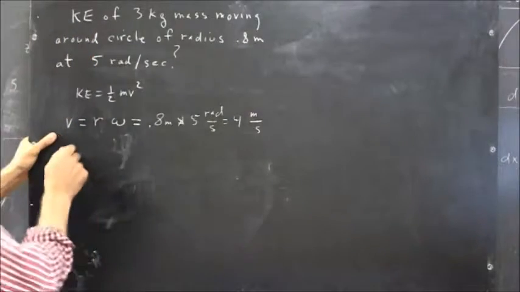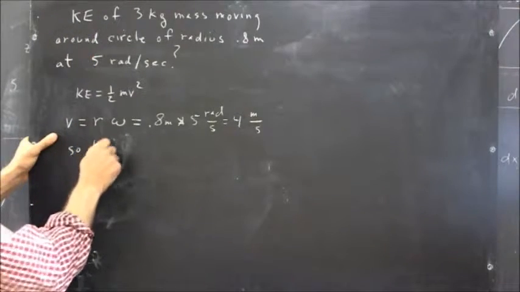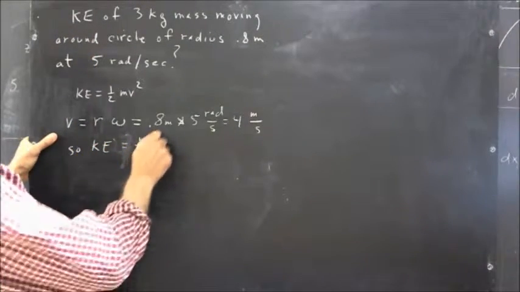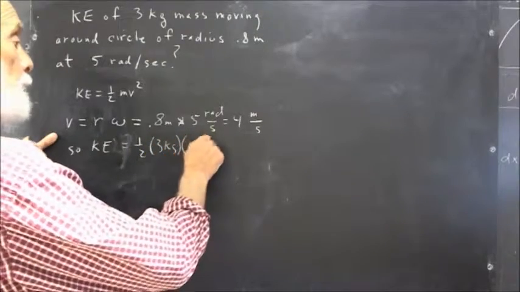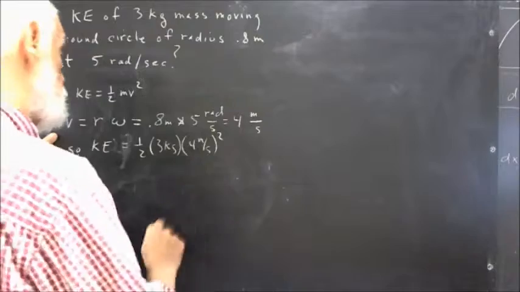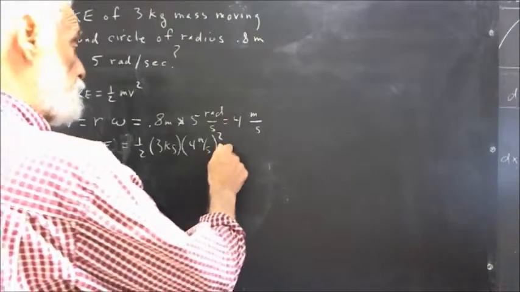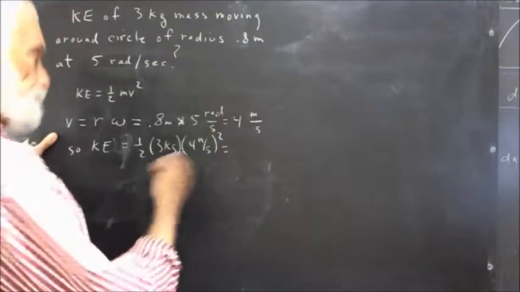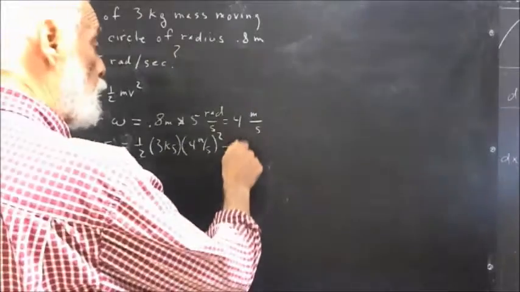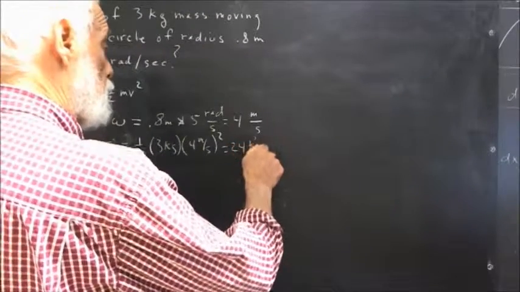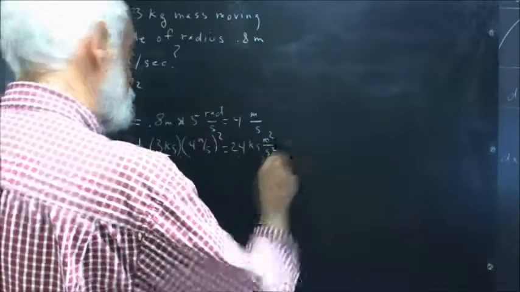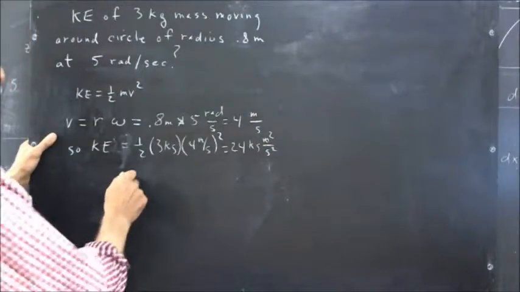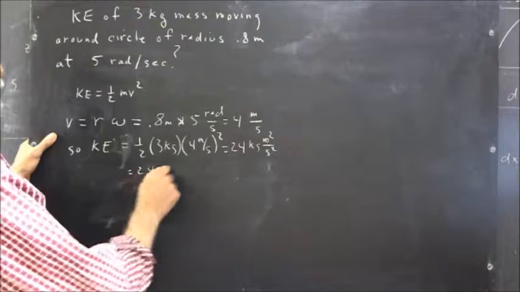meters per second. So the kinetic energy is 1/2 times 3 kilograms times 4 meters per second, quantity squared, equals 24 kilogram meters squared per second squared, equals 24 joules.